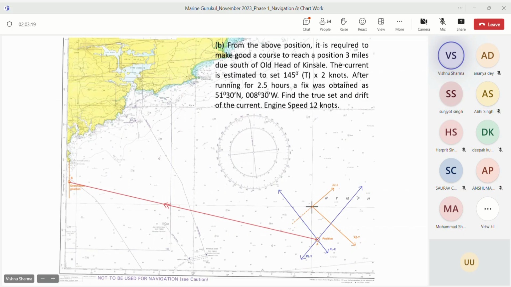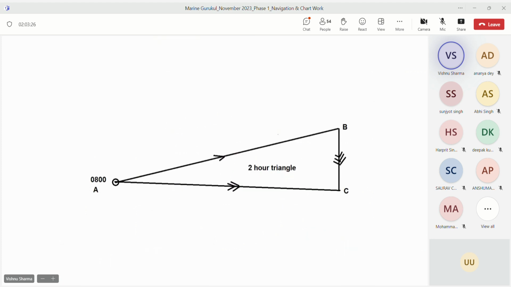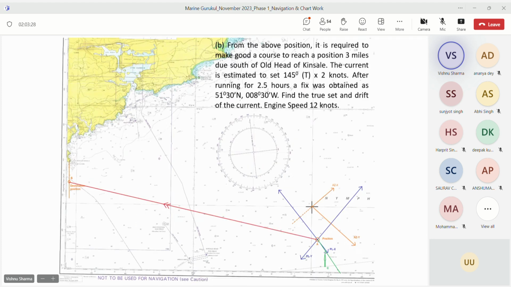So you see what happens. The estimated current was setting 145. Okay, I'll come to this later on. Here is the current, the green line here, and you get this point C. This is the set for 1 hour, so this is the estimated current for 1 hour. From C, you cut the engine distance of 12 miles. What is CD going to give you, beta? C to D?